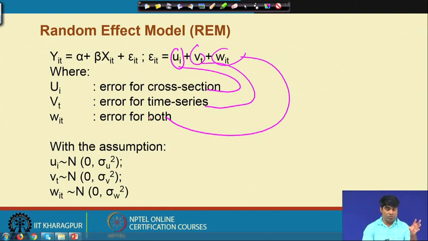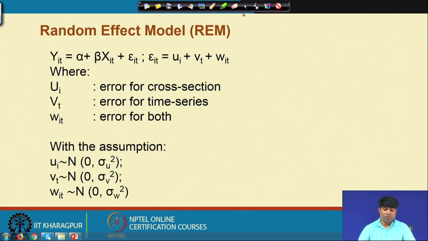Now, as in usual regression modeling, since there are three error terms, we expect the error term u_i to be normally distributed with mean 0 and unit variance, and again the error term v_t, which is due to the time component, to be normally distributed with 0 mean and unit variance, and then w_it, which also has mean 0 with unit variance. So with this structure, we would like to check the deviation.